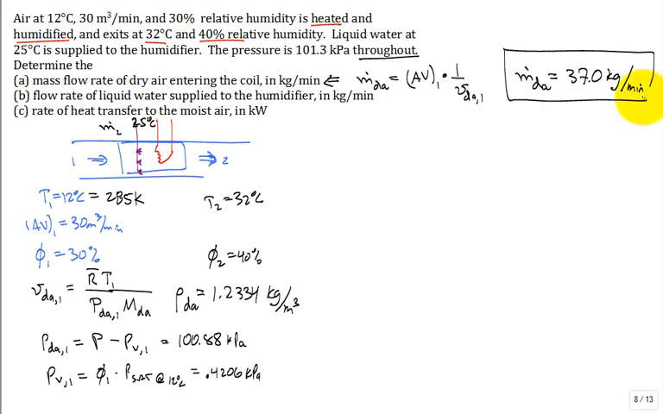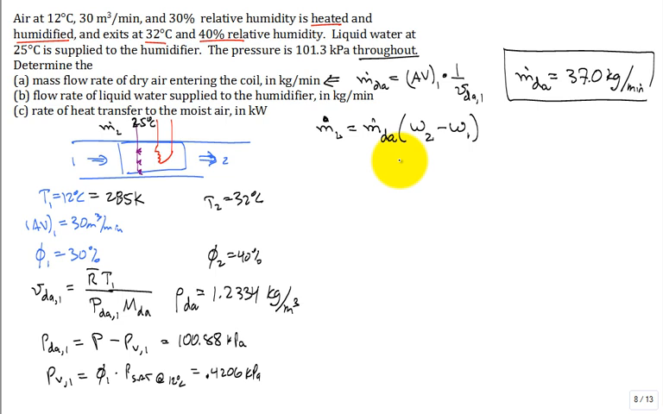So that's the answer to the first part of the problem. What is the flow rate of liquid water supplied to the humidifier? Well, water balance. And so I'm asked to calculate m dot liquid. It's going to be the mass flow rate of the dry air times the difference in humidity ratio. So it comes in at low but goes out high humidity ratio, omega 1 and omega 2.